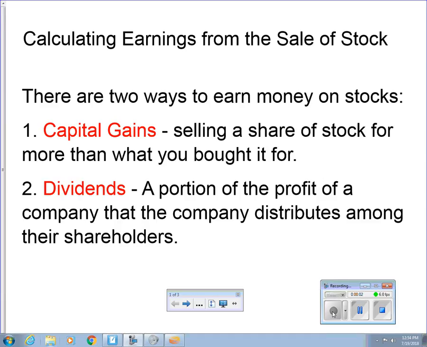In this video, we're going to learn how to calculate earnings, or the money that you make from the sale of a stock. There's two main ways to make money on stocks. You can make a capital gain, which is selling a share of stock for more than what you bought it for originally. Another way is through a dividend. A dividend is when a company takes a portion of the profit and decides to distribute that portion of the profit amongst their shareholders.